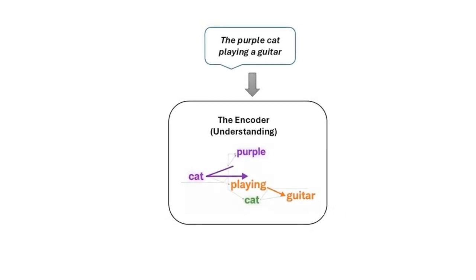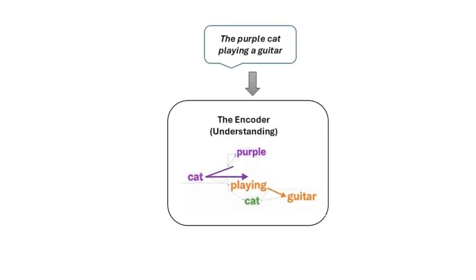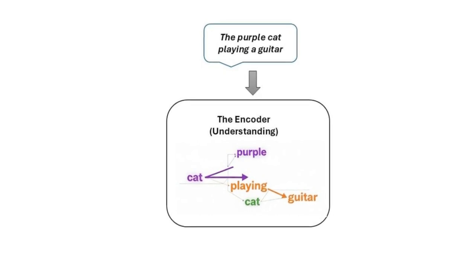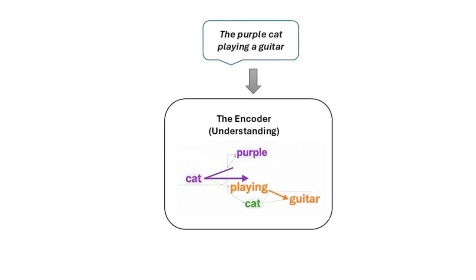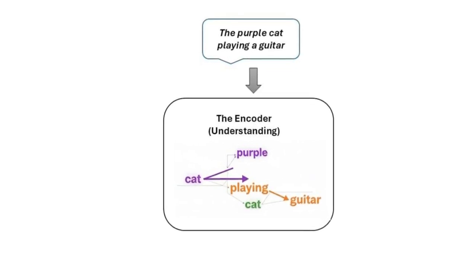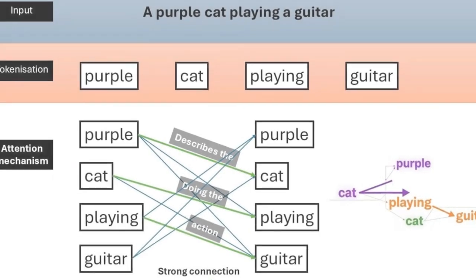The encoder, understanding. This part reads your input, the prompt, and tries to understand the full meaning. It turns the words into a special code called embeddings. The key is attention, which is like highlighting the most important words and seeing how they connect to each other.